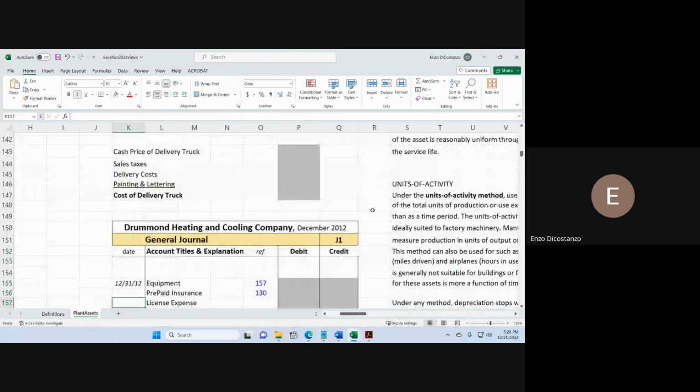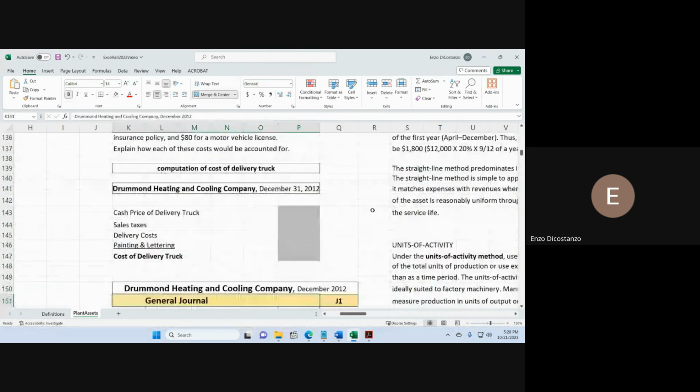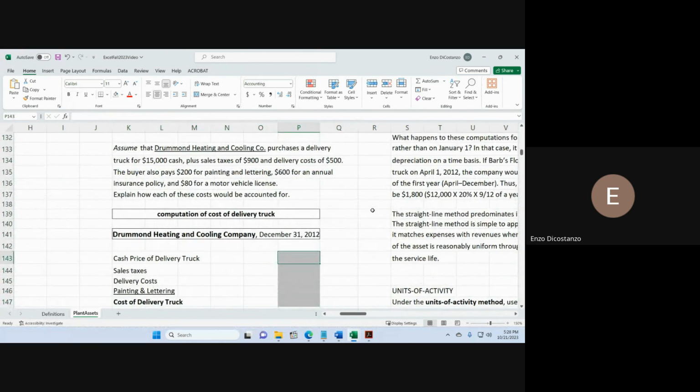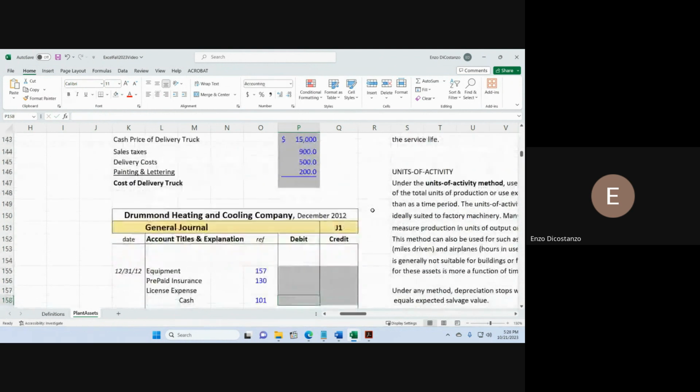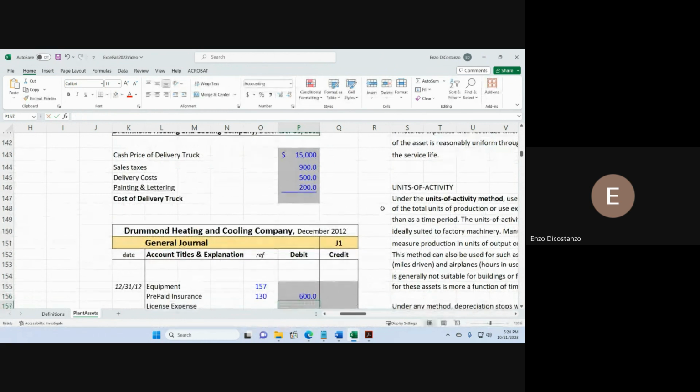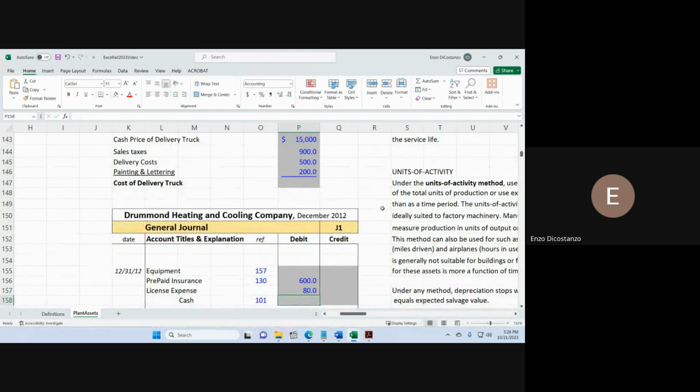Here's our last one. That also includes a journal entry. You're buying it again. These prices are outrageous. You're buying a truck for 15,000, which doesn't exist anymore. There's a sales tax 900, delivery cost 500, and you're painting the thing 200. And then what's left here: prepaid insurance 600, and a license expense of 80.